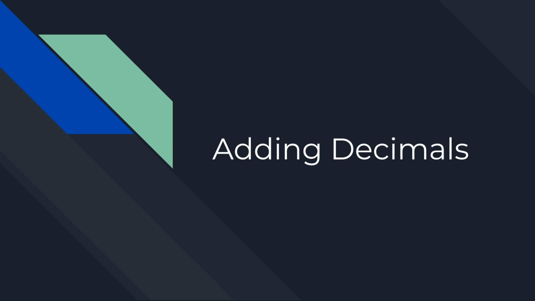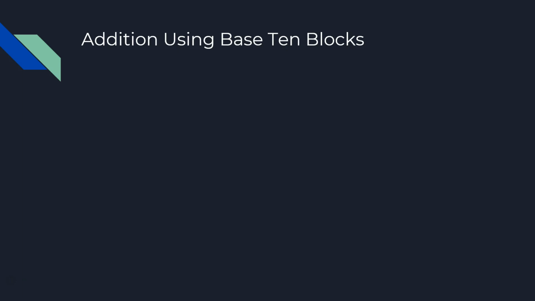Hello, fifth graders. We're going to take a look at several strategies for adding decimals. One way that we can add decimals is using base 10 blocks. Let's add 3 7/10 to 2 78/100.